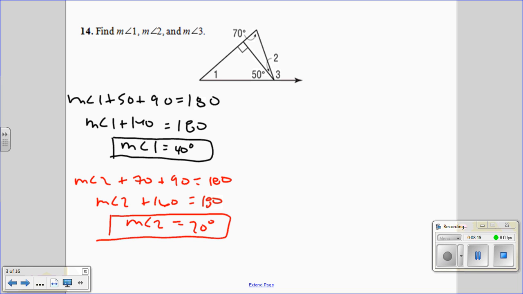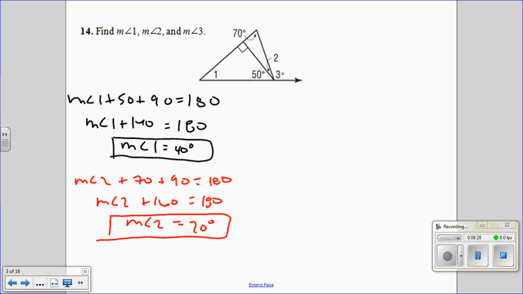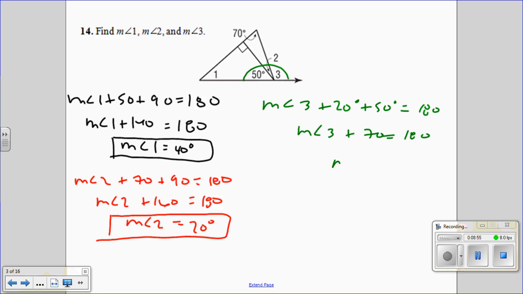Now to find angle 3, I know that angle 3 together with angle 2 and the 50-degree angle right here should form a line, so that means they all measure 180. So angle 3 plus angle 2, which is now 20 degrees, plus 50 degrees is also 180. So combine 20 and 50, you would get 70. And then subtract 70, you would get angle 3 is equal to 110 degrees.